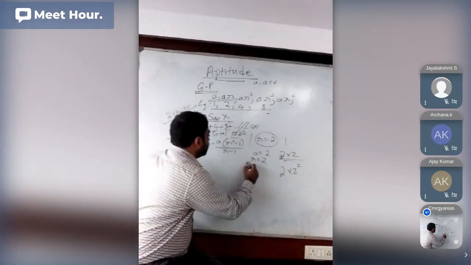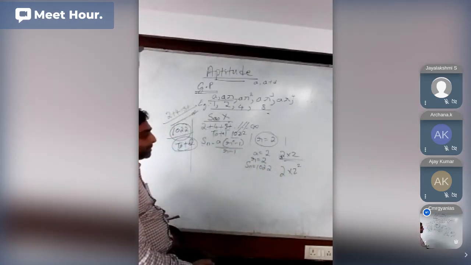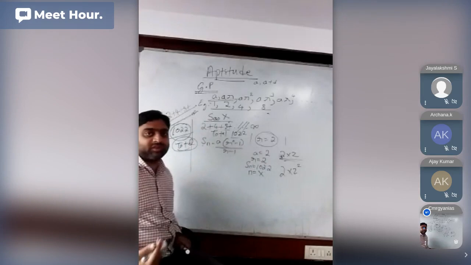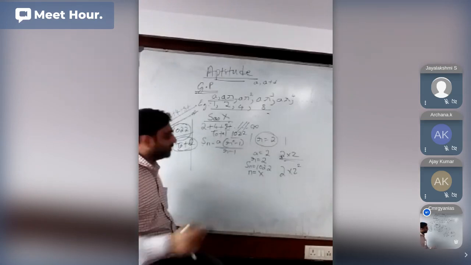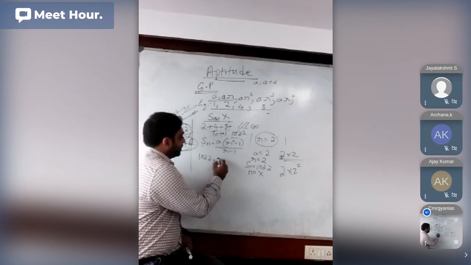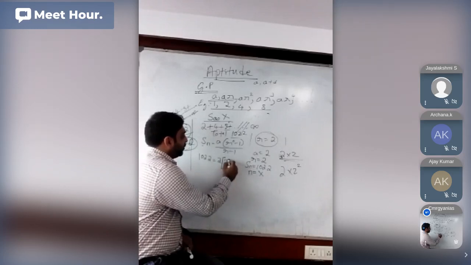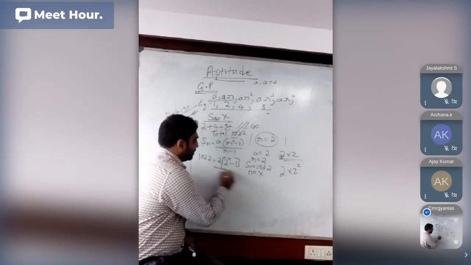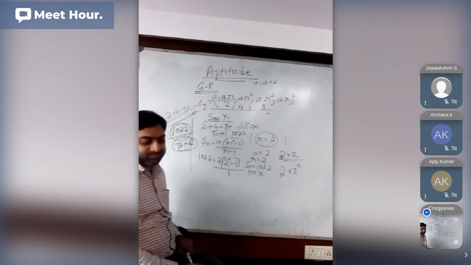And S of n is how much? S of n also is given as 1022. This also is given. N is what we don't know. This is what we are supposed to find out. So put all these data in the formula. 1022 is equal to 2 into 2 to the power n minus 1, divided by R, which is again 2, so 2 minus 1, that will be 1 only.